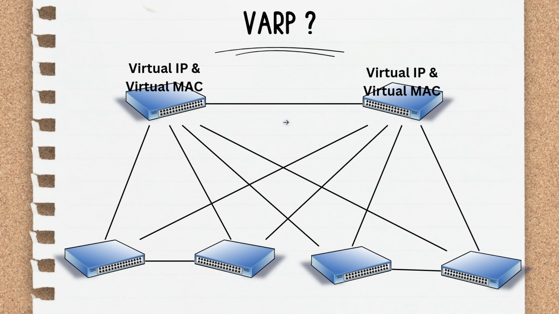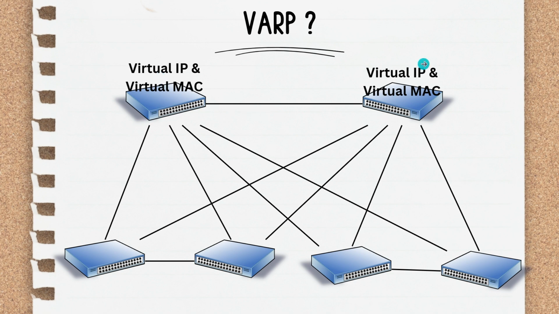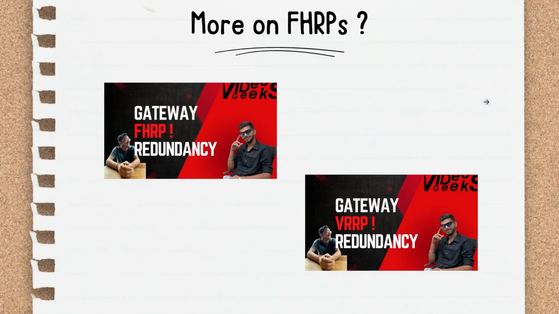So how VRRP helps is that it configures a virtual IP and virtual MAC on the devices, right? You can have multiple devices configured with the virtual IP and virtual MAC, and you can have those devices as the gateway configured on the devices below. So you can route your traffic through this device and through this device at the same time. That way it can be helpful. And these are all the videos on FHRP and VRRP.